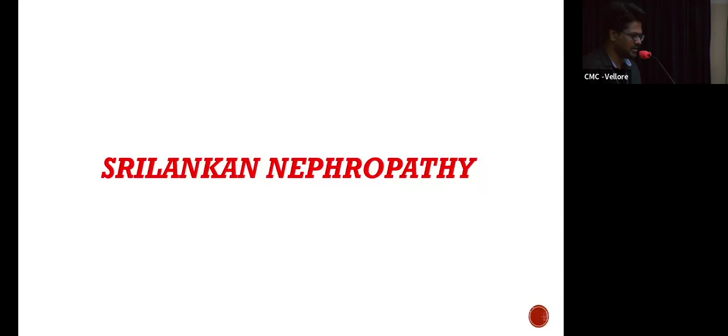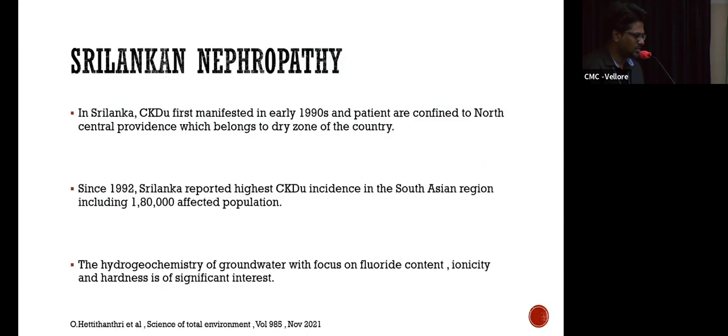The second variant will be Sri Lankan nephropathy. So in Sri Lanka, CKDu first manifested in the year 1990, and the patients are usually confined to North Central Province, which belongs to the dry zone of the country. Since 1992, Sri Lanka reported the highest CKDu incidence in the South Asian region. Almost 1.8 lakh people were affected.